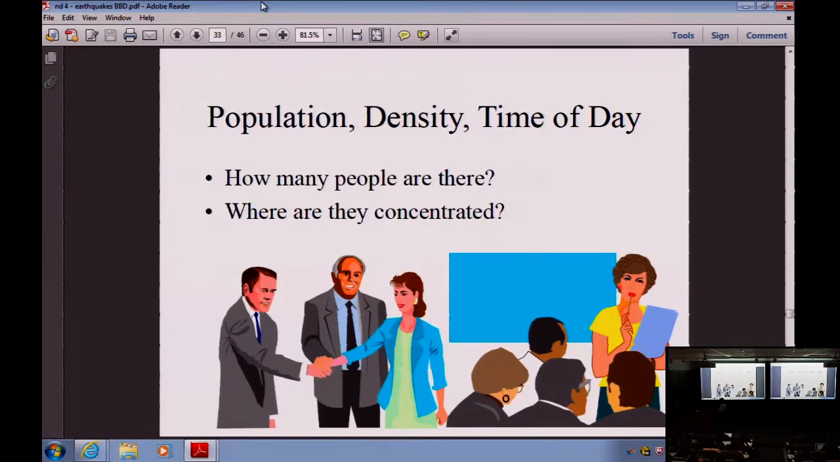An interesting example of this is in San Francisco, again, the 1989 Loma Prieta earthquake. There was a big earthquake, but relatively few people were injured. Anyone know why? This is back before your time, certainly.